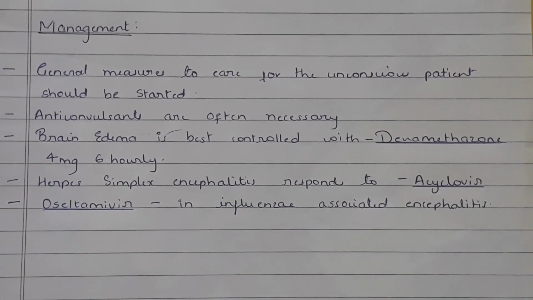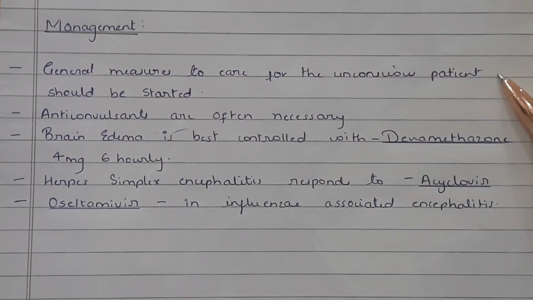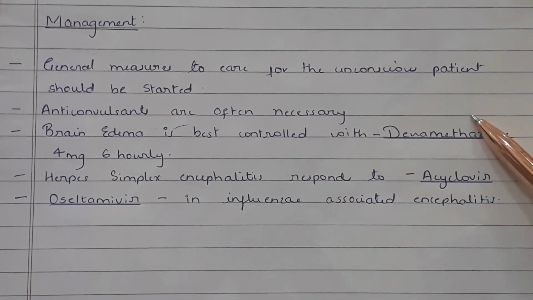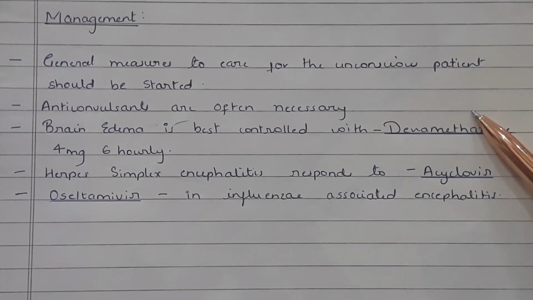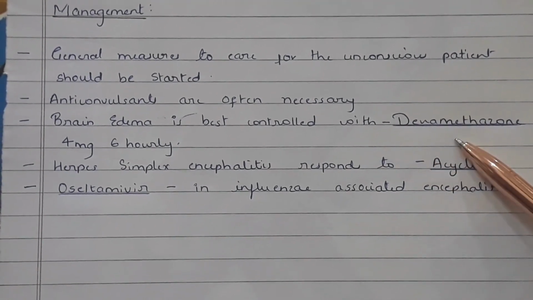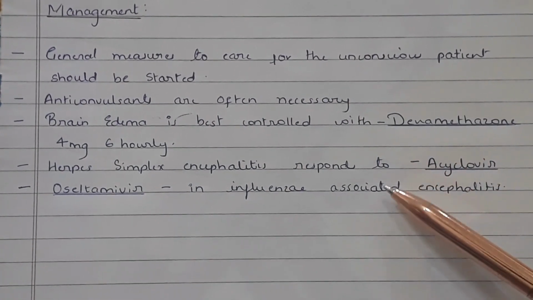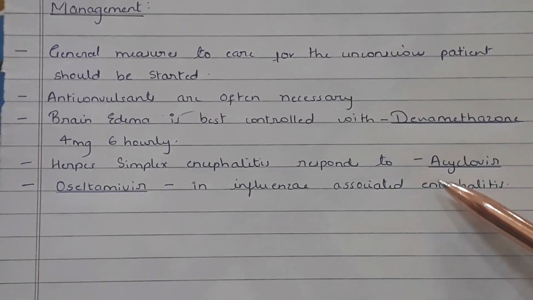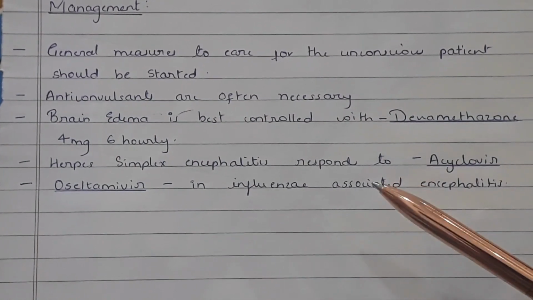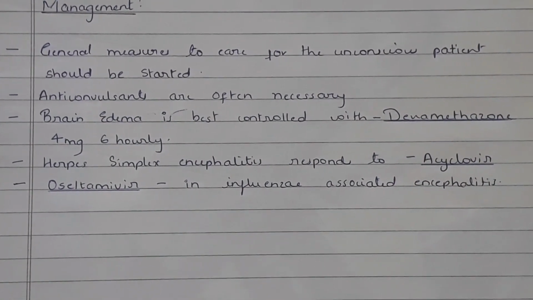Management for pyogenic meningitis. General measures to care for the unconscious patient should be started. Anticonvulsants are often necessary. Brain edema is best controlled with dexamethasone 4 mg 6 hourly. Herpes simplex encephalitis responds to acyclovir, and oseltamivir in influenza is associated with encephalitis.